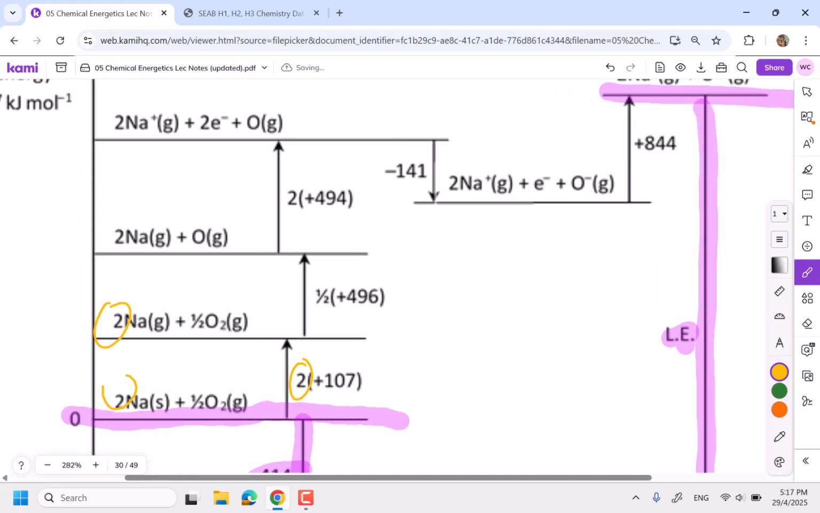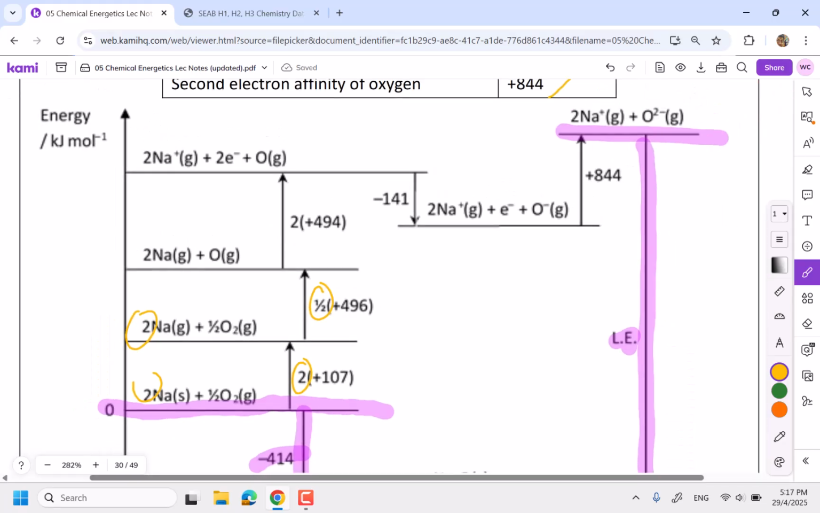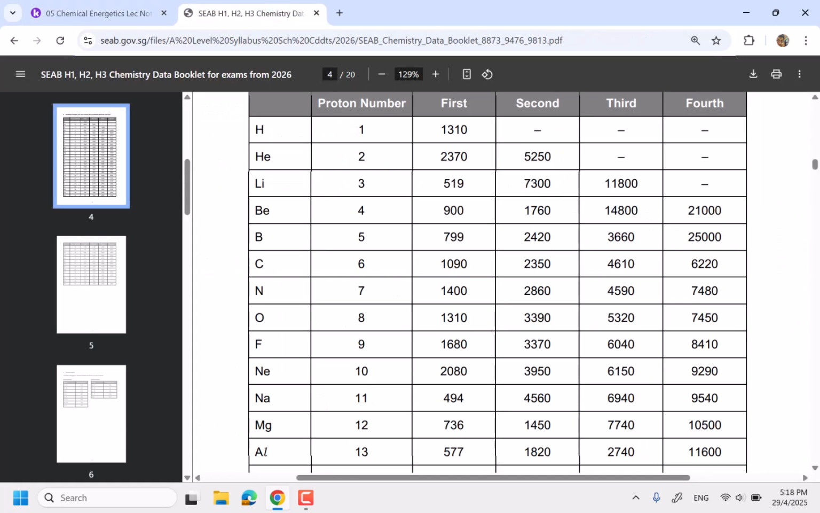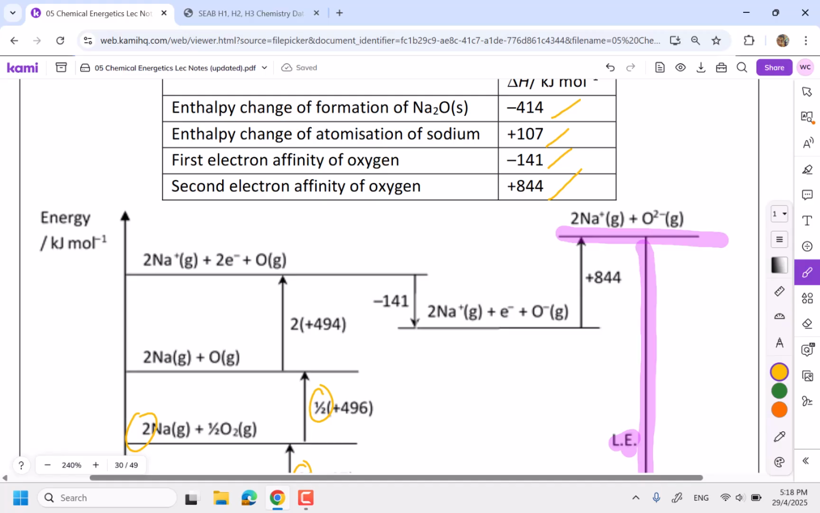Okay, and then you are breaking the O=O covalent bond, and then you have to form the gaseous atom. So because you are only overcoming half moles of O2, you need to multiply the bond energy by half. That is provided the enthalpy change of atomization of oxygen is not given to you. If it's given to you, then you will use that information instead. Okay, then after that, you need to go and look at your IEs for sodium, which is 494, and then because you are expelling out 2 electrons, you need to multiply this by 2.